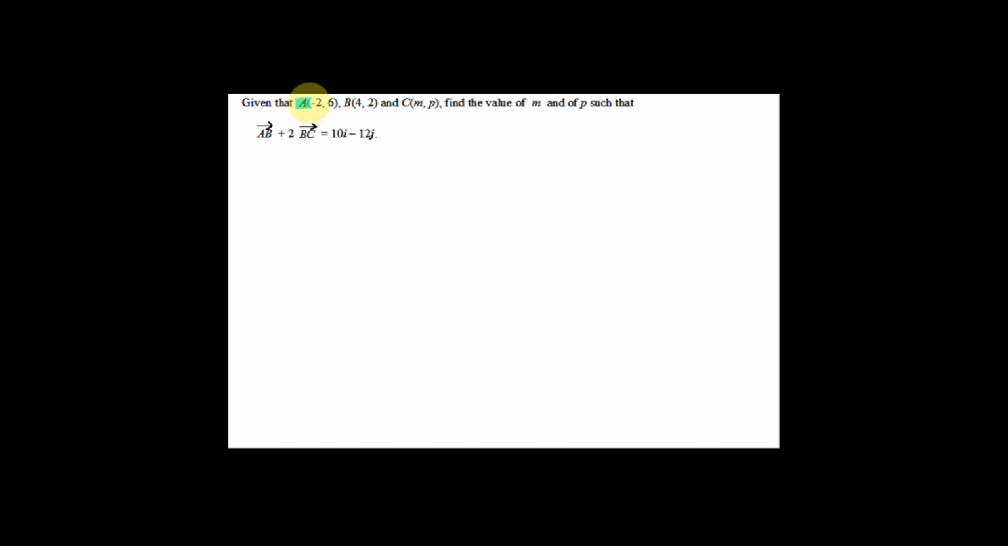Given that A is (-2, 6), B is (4, 2), and C is (M, P). Find the value of M and P such that AB plus 2BC equals 10i minus 12j. So now you're dealing with unit vectors. First, you can turn the coordinates in terms of i and j.